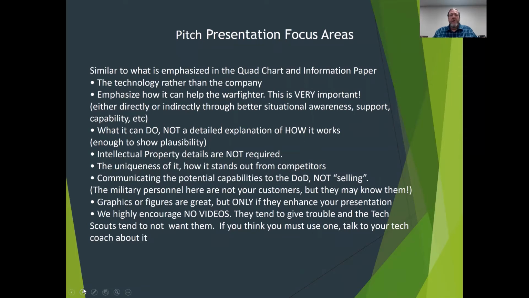And this is very important. This isn't just, hey, this would be a really neat civilian product. They're here specifically, they may refer you to people in the commercial sector, but their primary job is to help the warfighter get their job done more efficiently and bring them home safely. So tie it back to the warfighter, especially in quadrant 3. Tie back to what you do for them, either directly or indirectly, supporting them through better situational awareness, support, some kind of capabilities, a new capability or an enhanced capability.